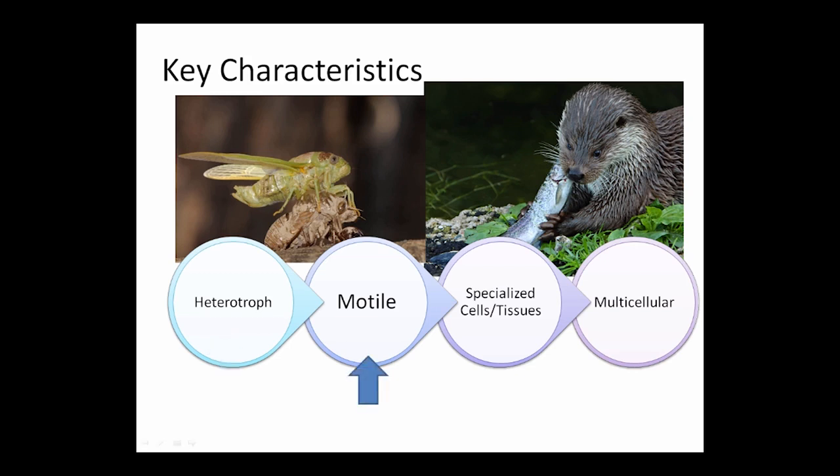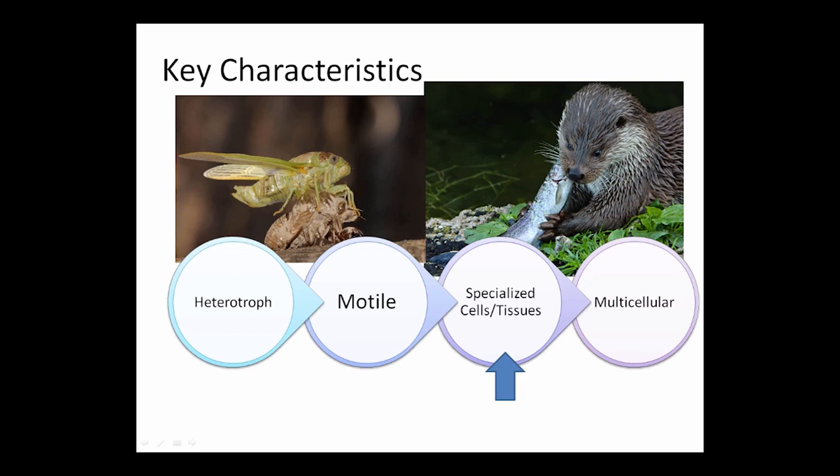Animals are going to be motile. That means they can move around. Now, some are not going to be mobile throughout their entire life. Some will only be mobile during their larval stage, whereas other animals are going to be mobile during their entire life. Animals also have specialized cells and tissues to complete specific functions, or cell specificity.